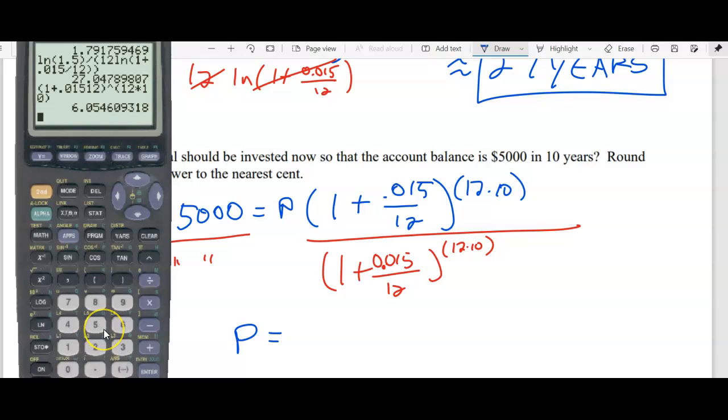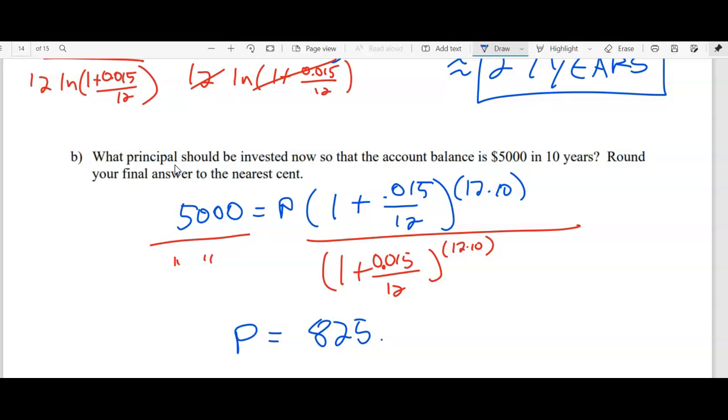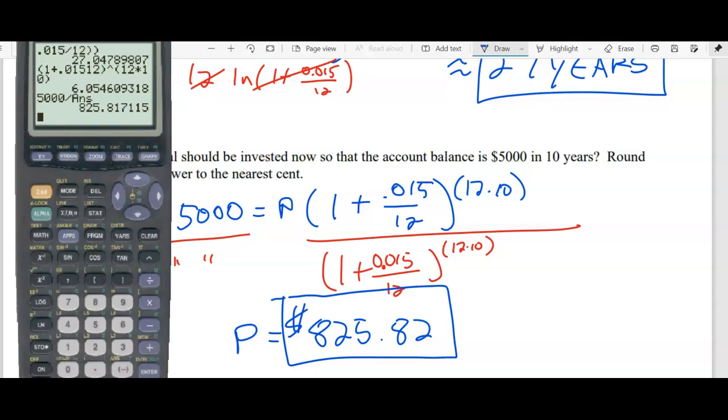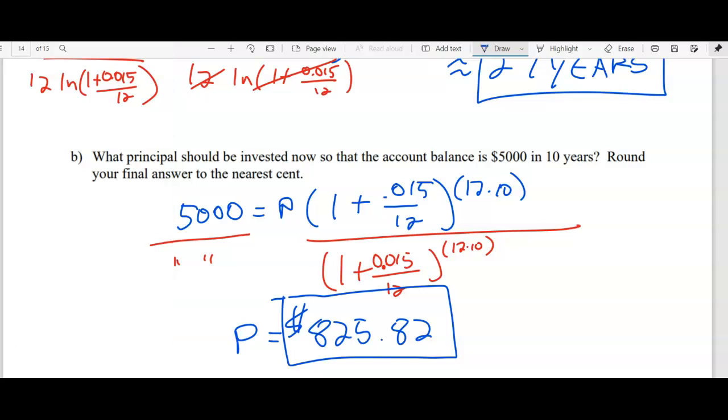So as not to make any rounding errors, because this is not my final answer, I'm going to do 5,000 divided by the answer button and thereby not lose any information. This is still exact, $825.82. This is now what we round to the nearest cent, 825.82. Dollar sign for full credit, like I wrote years up here. Double check once more. There we go. I hope this makes sense.